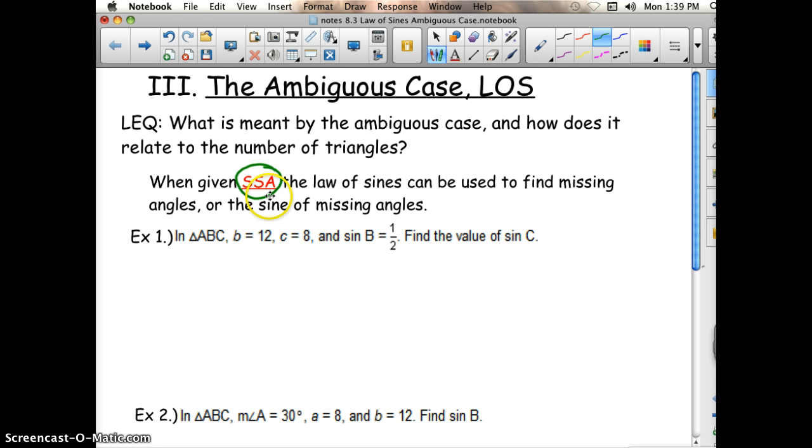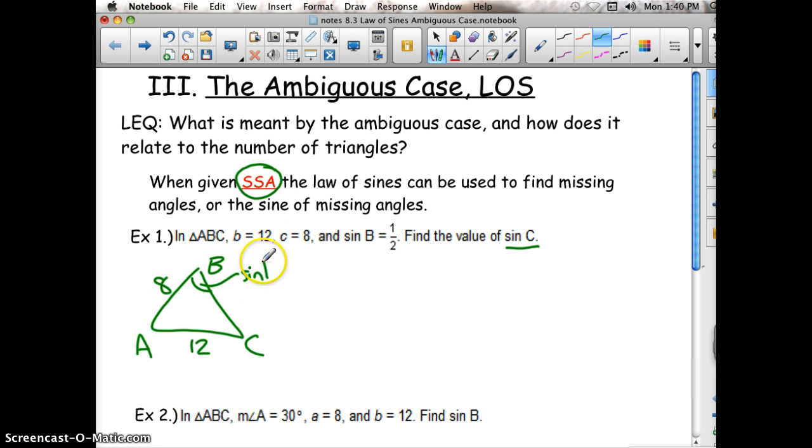Triangle ABC. B is 12, C is 8, and sine of B equals 1/2. Find the value of sine C. So I just want to find sine C. I'm going to draw my triangle, just like we had with all these oblique triangles. They tell me little b, side B is 12, side C is 8, and the sine of B equals 1/2. So I can use the law of sines then to find sine C.